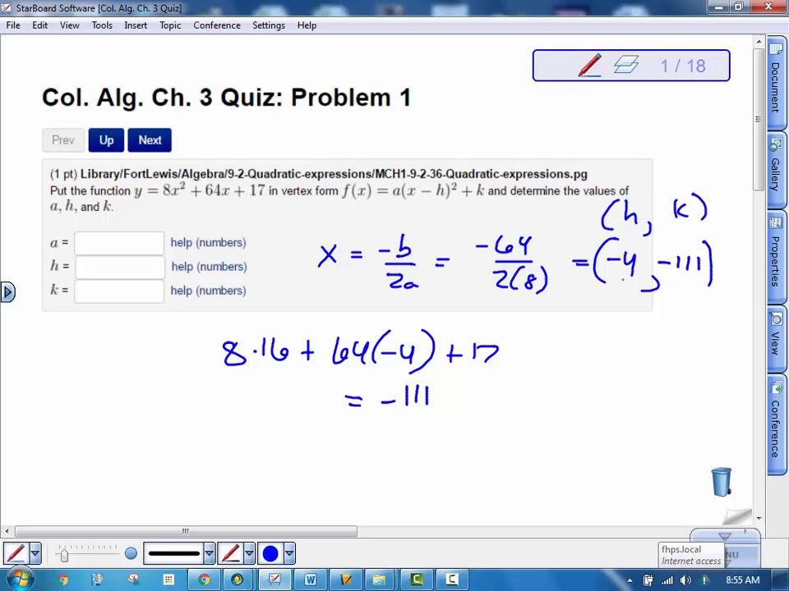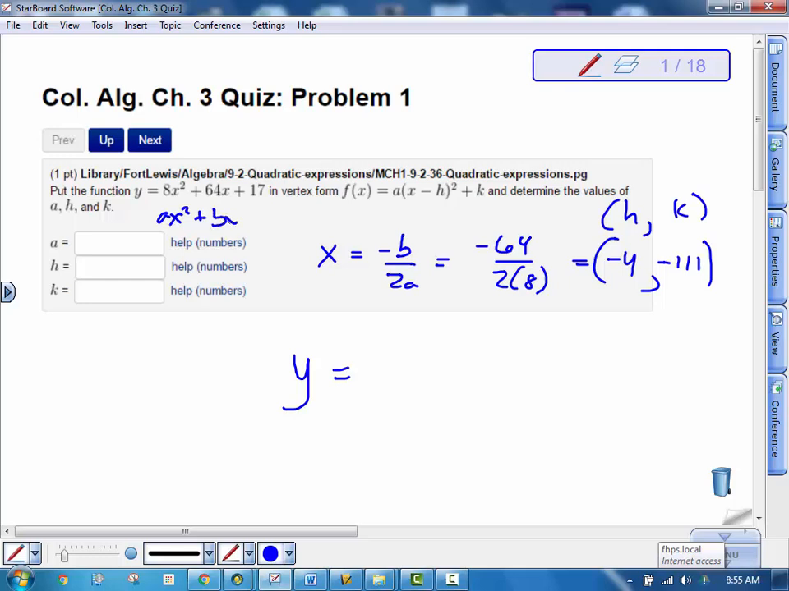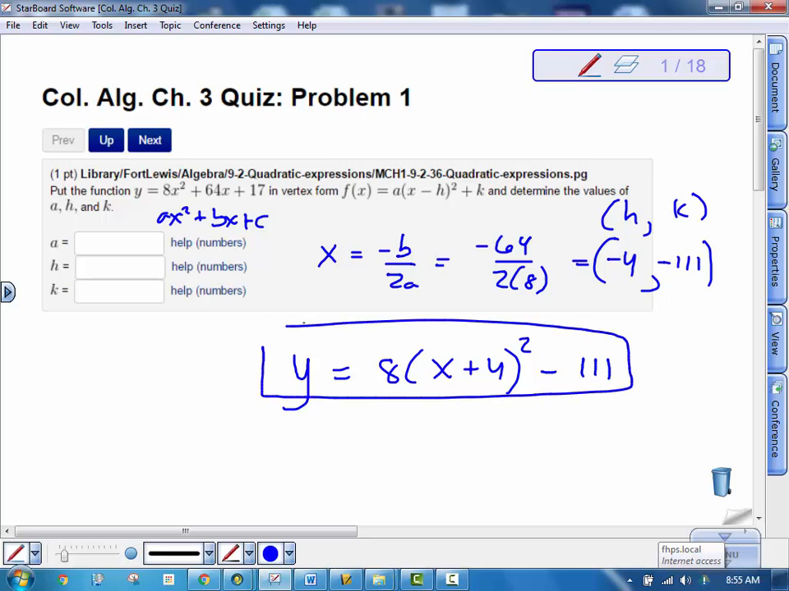So assuming that I did this right, and that's my h and k, then I can go ahead and write vertex form out. My a value I have right here, because this is ax squared plus bx plus c in standard form, so my a value is 8. And then h is negative 4, so double negatives cancel, turns into plus 4, and then minus 111. So there's my answer there. My a is 8, my h is negative 4, my k is negative 111.